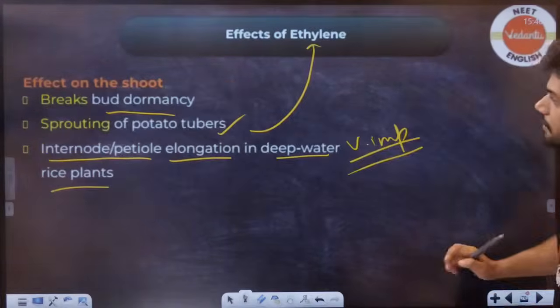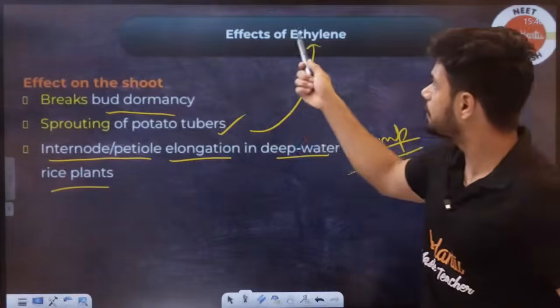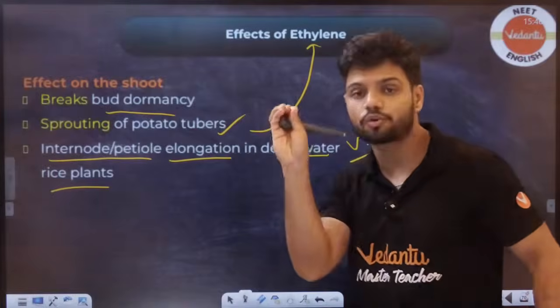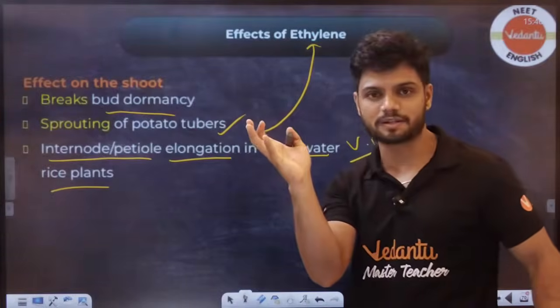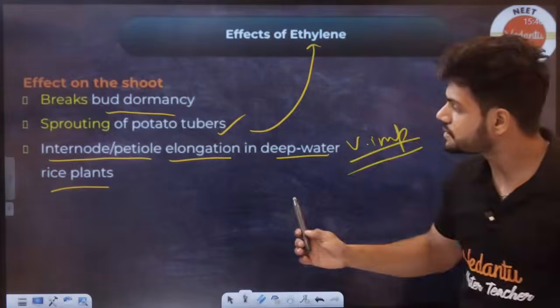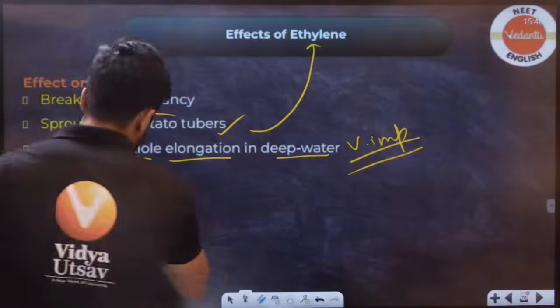Okay. Then they can ask you the effect of ethylene on shoots. Again, it breaks bud dormancy. Bud को निकाल देगा बाहर से. It makes the bud grow, right? Sprouting in protubers. Now this is very important.